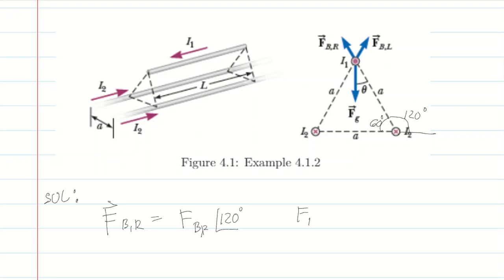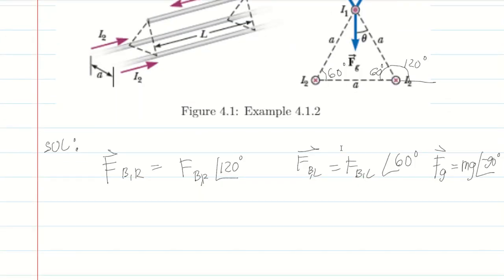And for FBl, the force due to the left one, it should be equal to its magnitude with the angle of, so this will be its angle, which is the same, it's also 60 degrees. And FG is equal to mg with the angle of, it goes downwards, so it should be negative 90 degrees. So now we all know the forces acting at the levitated wire. And we also say that the magnitude of the right force should be the same as the magnitude of the left one.